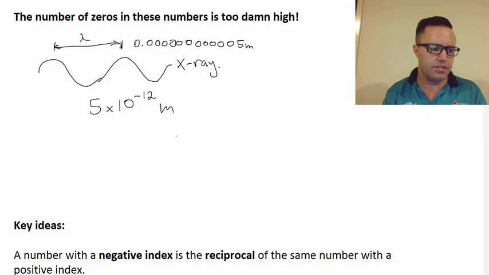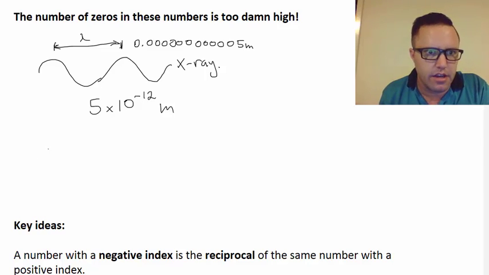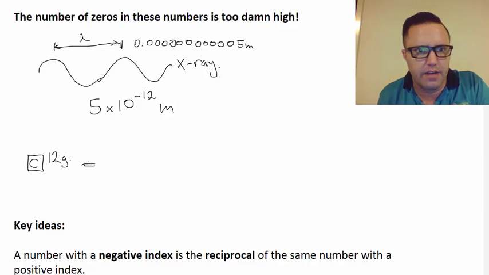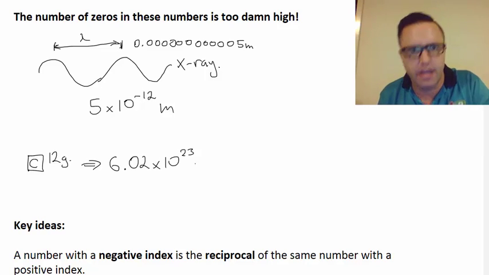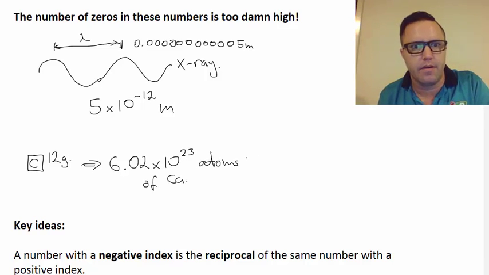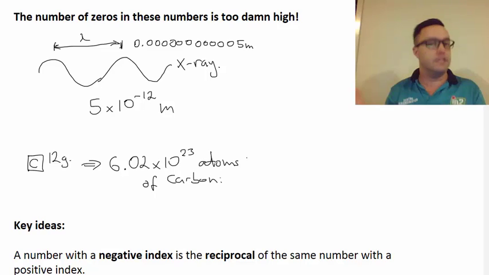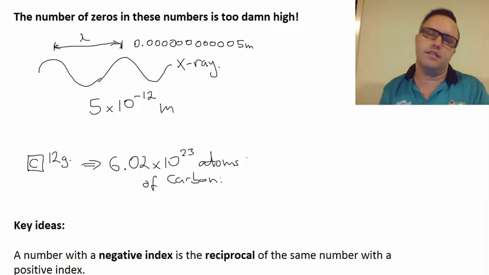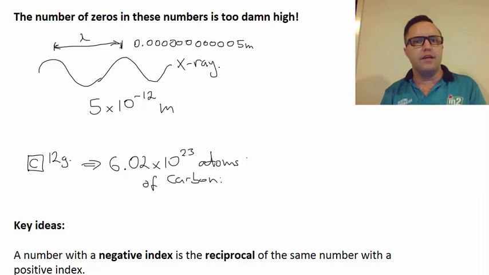Okay, we also need to deal with other humongous numbers. So for example, if you had in your hands a little box of carbon 12, and you had 12 grams of it, you would have 6.02 times 10 to the 23 atoms of carbon. Okay, so we sometimes need to deal with ridiculously big numbers like that, and teeny weeny ones like the wavelength of an X-ray. Okay, so we're going to move on now and have a look at some of these things.